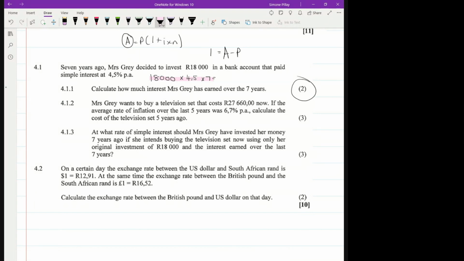Ma'am, can you move up when it answer 100%? I can. And this, by the way, is 4.5%. 23,670. So let's see. 18,000 multiplied by 4.5% multiplied by 7. Check again, Yvonne. I'm not getting that answer. I am getting 5,670 Rand.